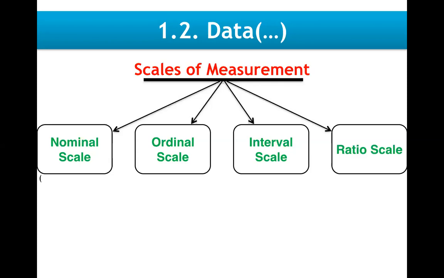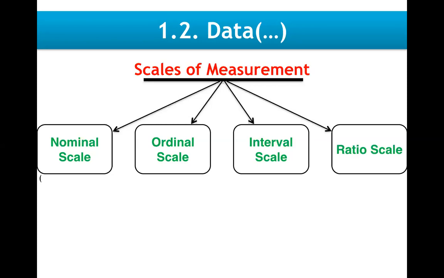Let's start with the first, nominal scale. When the data for a particular variable consists, just remember, consists of labels or names used to identify an attribute of the element, the scale of measurement is considered a nominal scale. Nominal name comes from label, right?